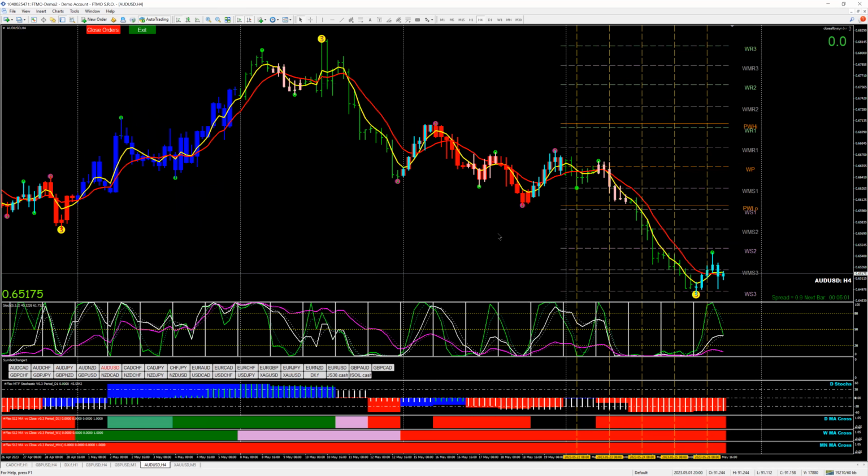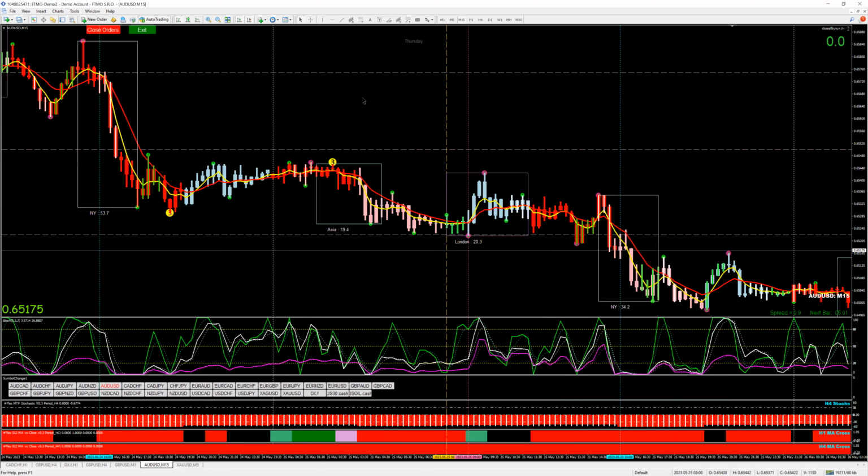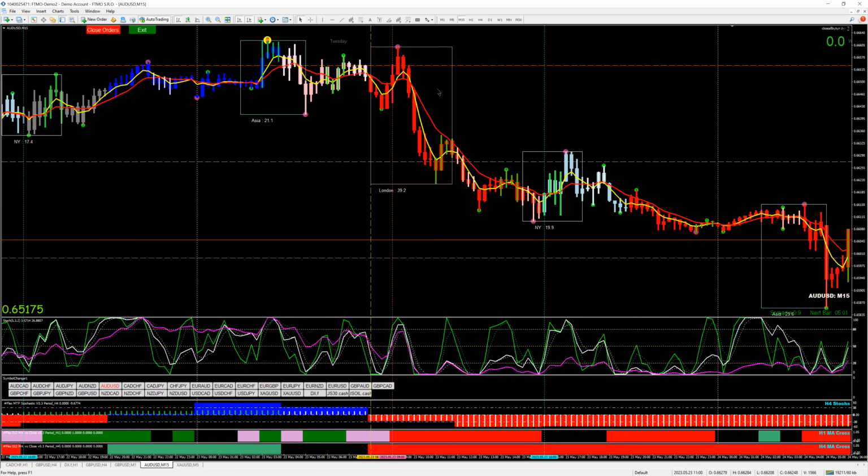So Aussie dollar. Aussie dollar on Monday is not a trade because the weekly is short. On Tuesday, it becomes a trade. So let's look at it on Tuesday. Friday, and here's Tuesday. Again, the 4-hour is long, so 4 hours starts to peak over here.